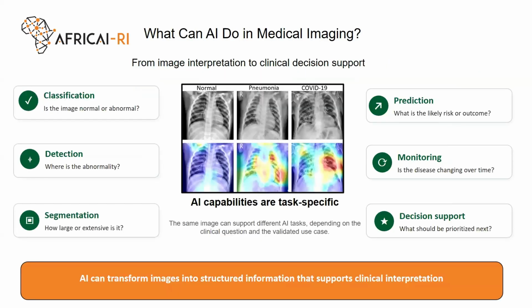AI can help us answer different questions from an image. It can help us estimate if the image is normal or abnormal, where the problem is, and how extensive it is. AI can also help us estimate the risk, monitor change over time on the image, and support clinical decisions. However, the results must still be assessed with symptoms and microbiology. The next question is, how does AI fit into patient care?